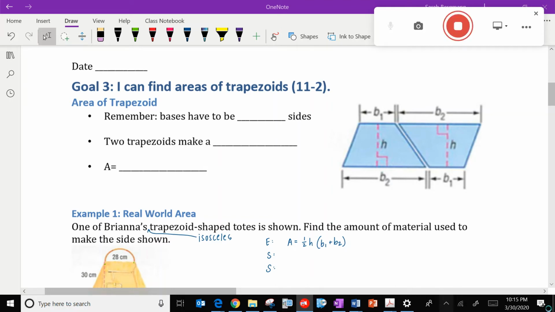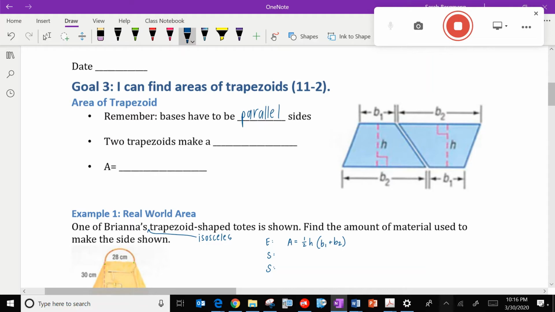Today we are starting on the middle of page 4 in your notes, so go ahead and find that. Get with me, please. We are first talking about the areas of trapezoids. So remember, in a trapezoid, the bases have to be the parallel sides.